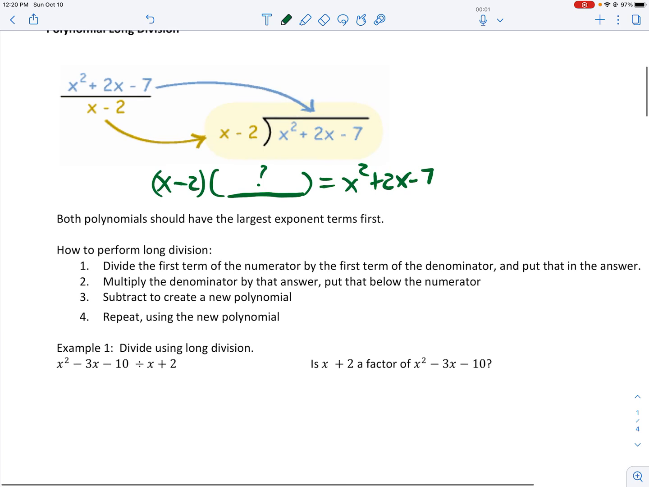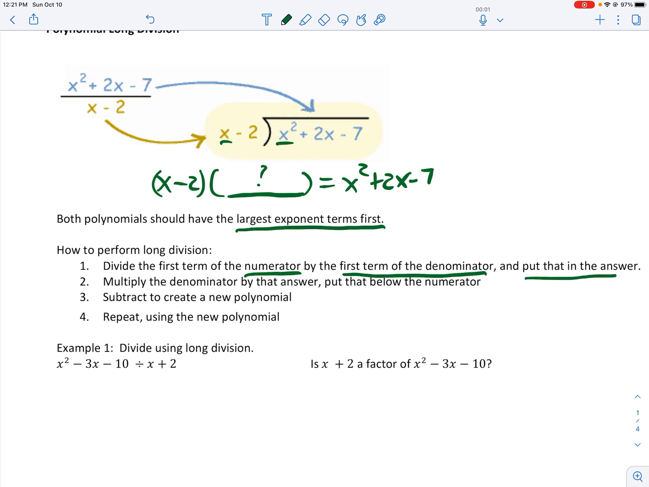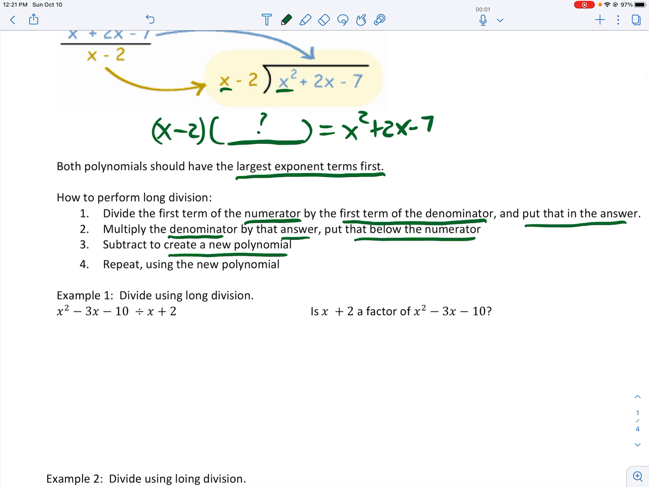So here are the steps. Right? First off, both polynomials should be in the largest exponent terms first. So x squared and x. So they need to be in descending order. So x squared, x, and so forth. Divide the first term of the numerator by the first term of the denominator and put that in your answer. Multiply the denominator by the answer and then put that below the numerator. Subtract and create a new polynomial. Repeat. So it'll make more sense when we actually do this.